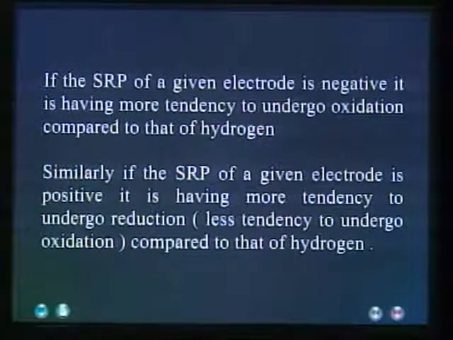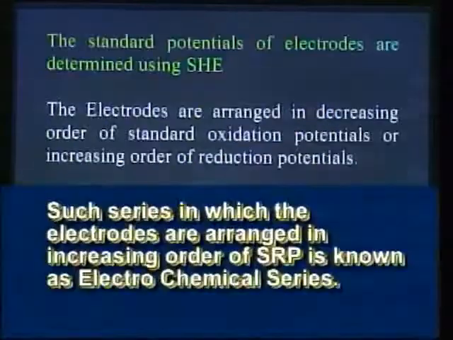If the standard reduction potential of a given electrode is negative, it has more tendency to undergo oxidation compared to that of hydrogen electrode. Similarly, if the standard reduction potential of a given electrode is positive, it is said to have more tendency to undergo reduction or less tendency to undergo oxidation compared to that of hydrogen.